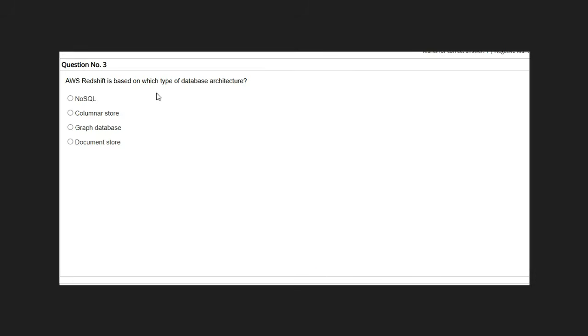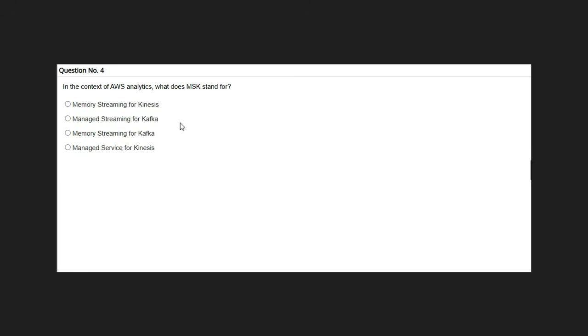Next question. In the context of AWS Analytics, what does MSK stand for? Option A, memory streaming for Kinesis. Option B, managed streaming for Kafka. Option C, memory streaming for Kafka.